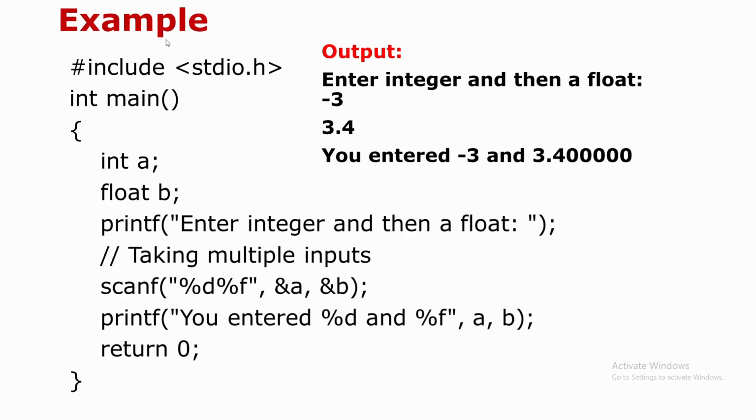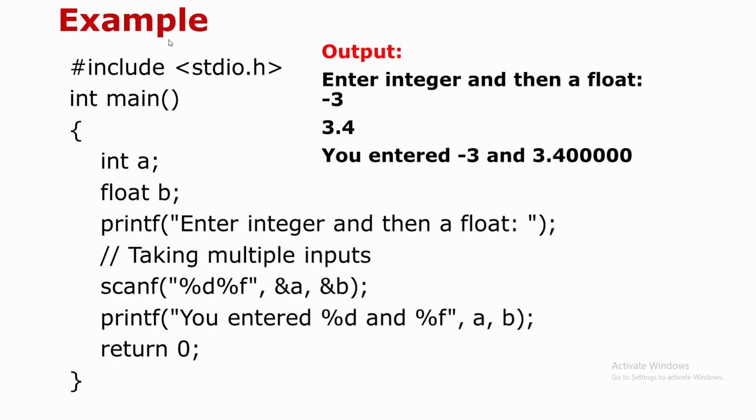Now let us see how the program executes. The program first displays "Enter integer and then a float". The user enters -3, 3.4. The first value -3 is stored in variable a. The second value 3.4 is stored in variable b. Finally, the printf statement displays "You entered -3 and 3.400000".